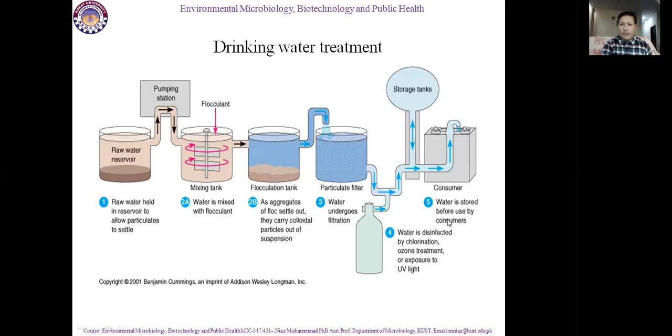Consumer water is stored before use by the consumer. And one thing more, if we have doubt that any microbes will pass through this filter, we can add chlorine solution to kill the microbes in the water. Now this water is safe for drinking. It will not cause any negative health consequences on humans, and the users are safe now.